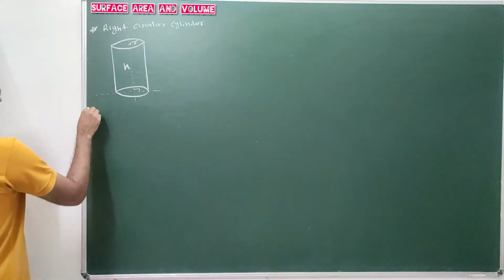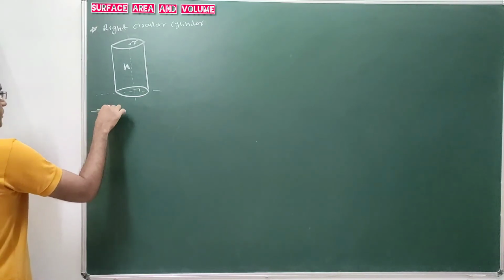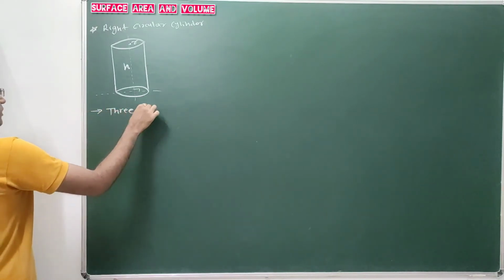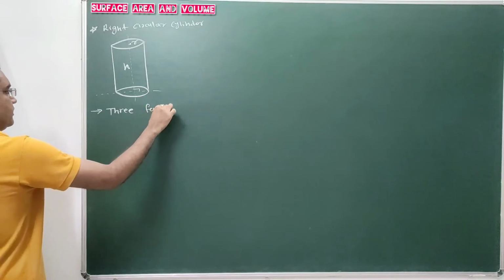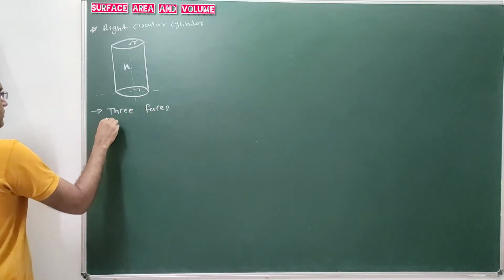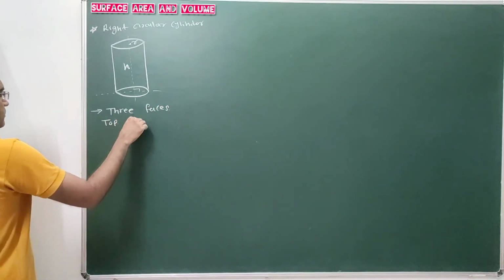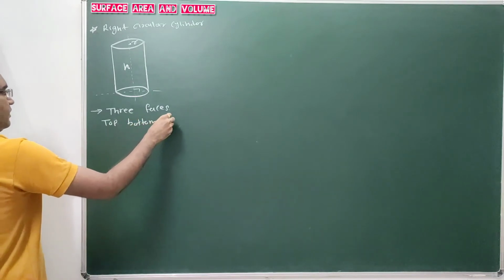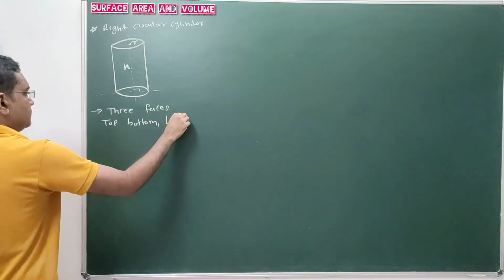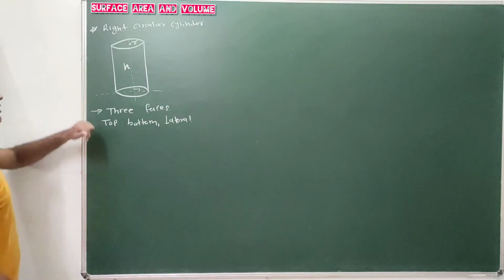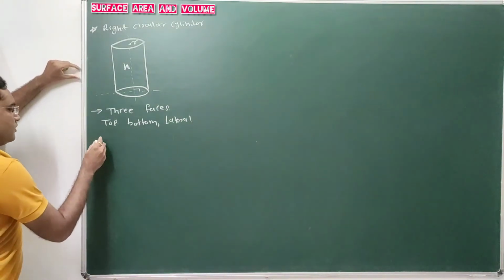Done. So total 3 faces are there. For this right circular cylinder, total 3 faces are there: top face, bottom face and lateral face. Total 3 faces are there. Done. So what is the total surface area?